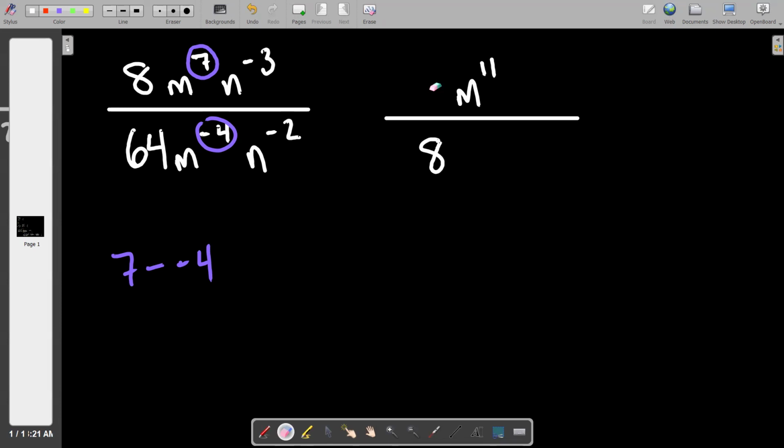What's -3 minus -2? It is -1 because it's really -3 plus 2, which is -1. So where are we going to put our n to the 1? On the bottom. And I'm not going to put it as n to the 1. I'm going to put it as n. If you want to put it as n to the 1, it's not wrong. It's just a little creepy.